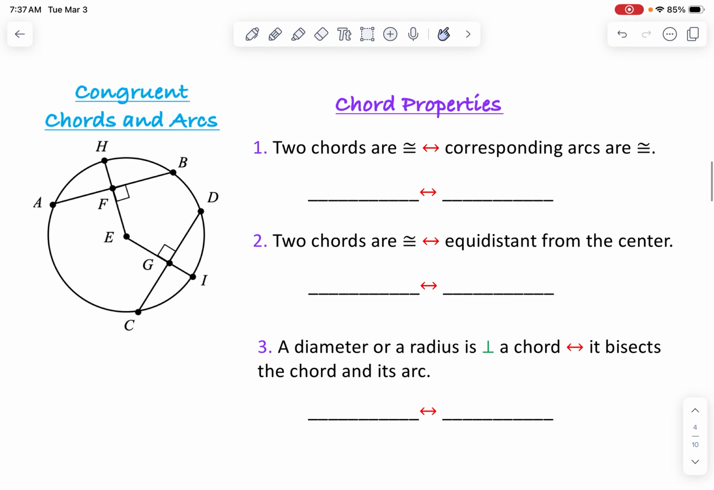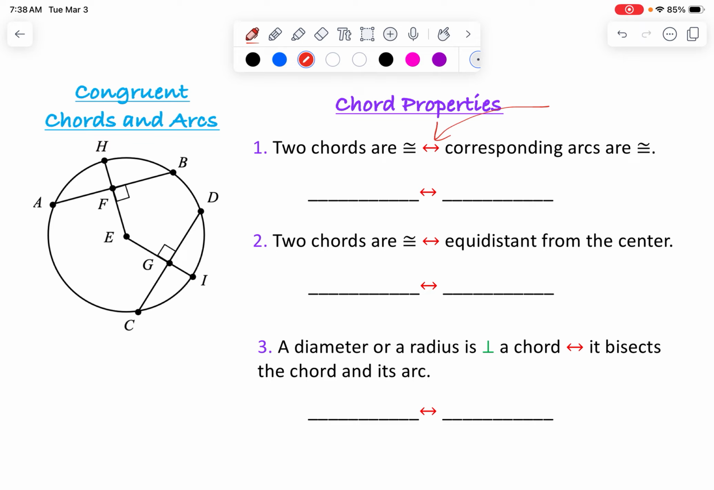All right, so chords have some properties, and they're related to arcs. And you know what an arc is, right? A part of a circle, so like this part is an arc. We've talked about that before. So we're just gonna get all of our chord properties in right now. And a couple of quick notes before we do that.